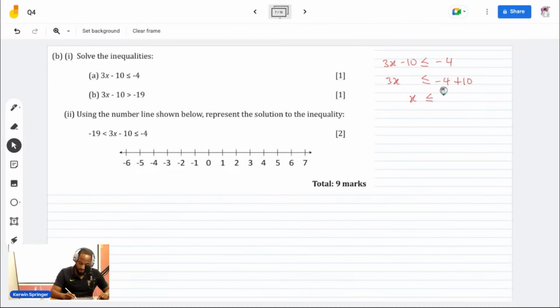And let me continue with this inequality. What you're getting is 3x is less than or equal to negative 4 plus 10, which is 6. So x is less than or equal to 6 divided by 3. x is less than or equal to 2.